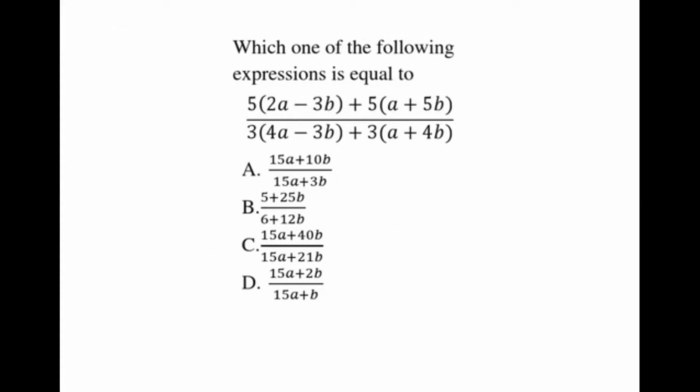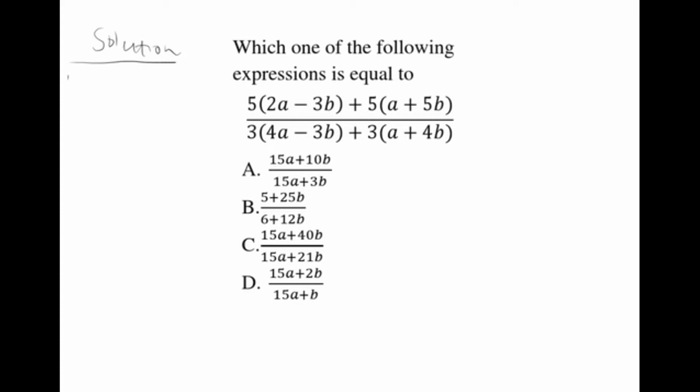Which one of the following expressions is equal to 5 into brackets 2a minus 3b into brackets plus 5 into brackets a plus 5b into brackets over 3 into brackets 4a minus 3b into brackets plus 3 into brackets a plus 4b into brackets? Solution.